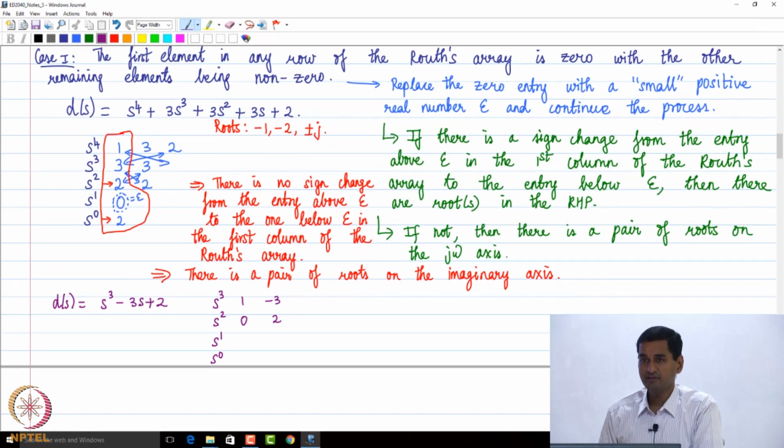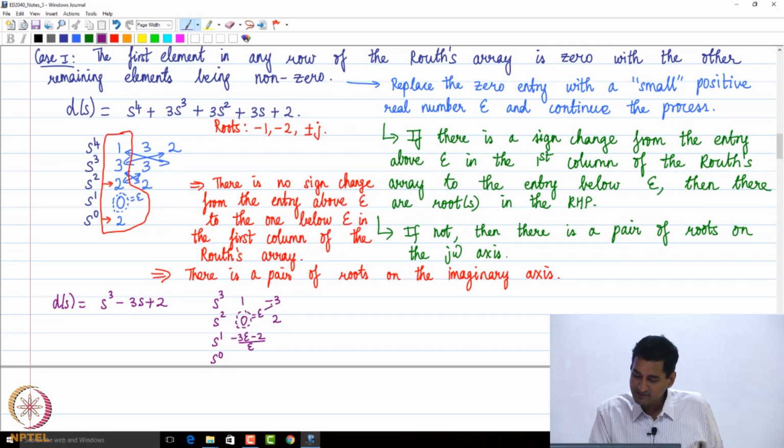Those will be my entries in the Routh's array when I write down the coefficients, because the s squared coefficient is 0. Immediately we see that the first entry in the s squared row is 0, but there are other non-zero entries, namely the entry 2. So what do we do? We replace this with a small positive number epsilon and continue. Then I will get minus 3 epsilon minus 2 divided by epsilon in the s power 1 row.